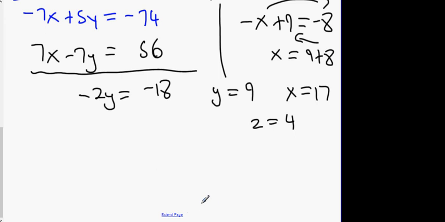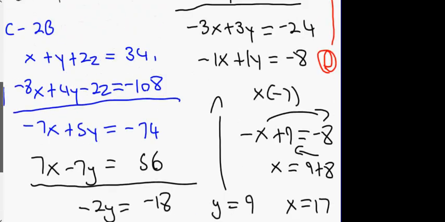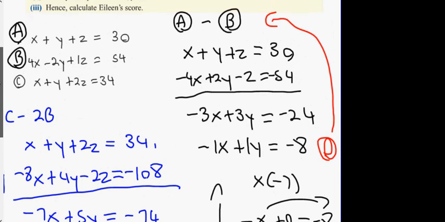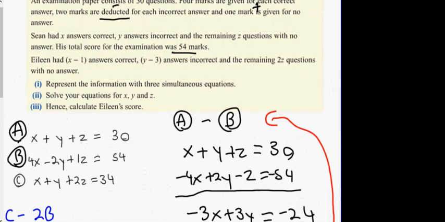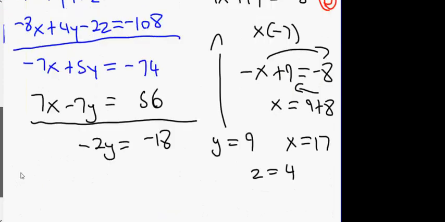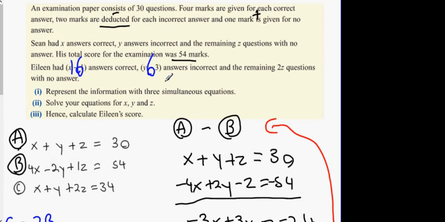Now, what you have to remember about Eileen is, a handy way of getting Eileen's score would be to rewrite. Eileen had x minus 1 questions right, yeah? We said x is 17, so it means she has 16 questions right. She has y minus 3, which is going to be 9 minus 3, which is 6 answers incorrect. And that leaves 8 questions unanswered. It's going to be 16 multiplied by 4 minus 6 times 2 plus 8 times 1. Put that into your calculator. Eileen scores 60 marks. Okay?